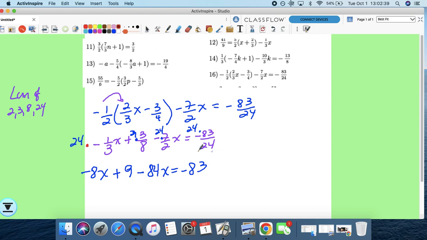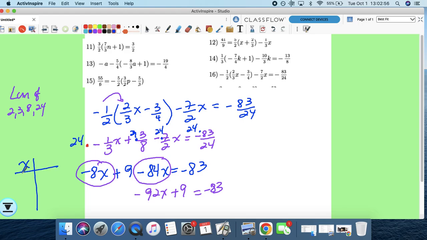So, no more fractions. Let's see if there are like terms to combine. I can combine this guy and this guy, and I get negative 92x plus 9 equals negative 83. We can finally get to this part here. The variable x is being multiplied by negative 92, and adding 9 gives me negative 83. So the two inverse operations we're going to do are subtract 9 and then divide by negative 92. So let's do that.